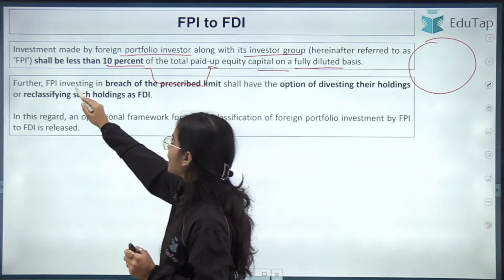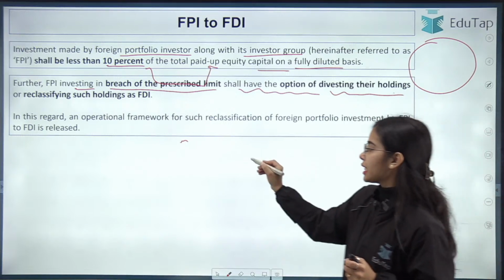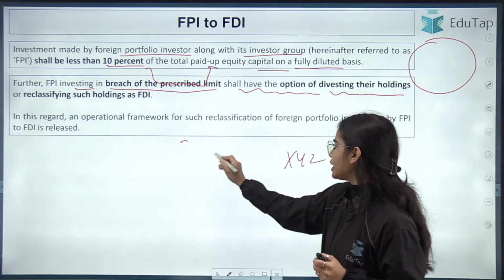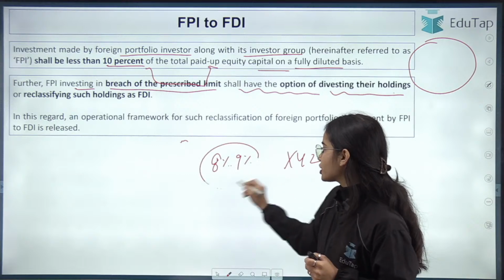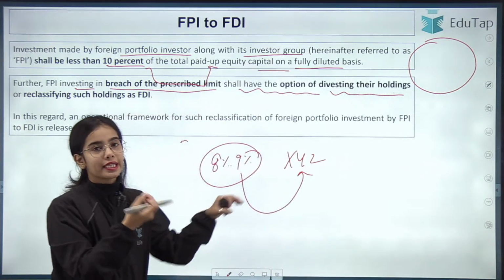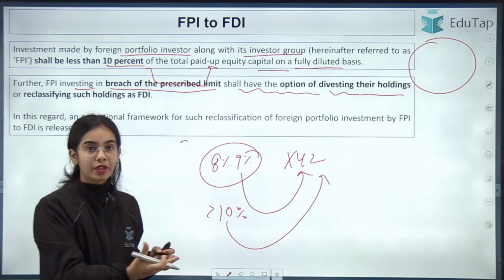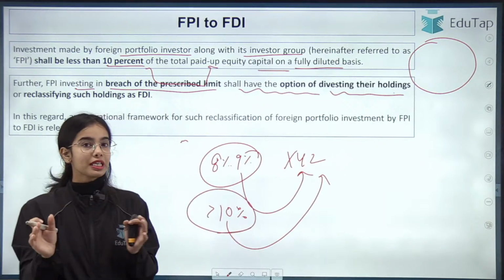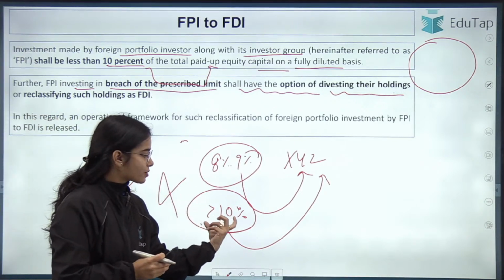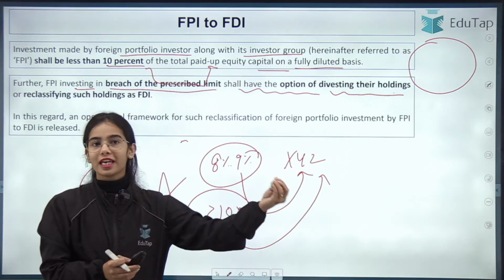So further, the FPI investing in breach of the prescribed limit shall have the option of divesting their holding. So let's say that you were having less than 10% of the shares of the XYZ company, only 8% or 9%. But now you or your investor group has increased your shareholding in the XYZ company, and now you have more than 10% of the shares. So that means now this investment cannot be considered under the portfolio investment. Now this investment, that is more than 10% of the shares that you or your investor group has bought, shall come under the FDI category.